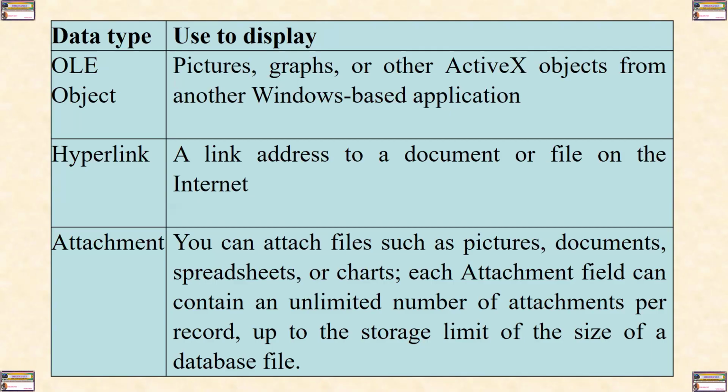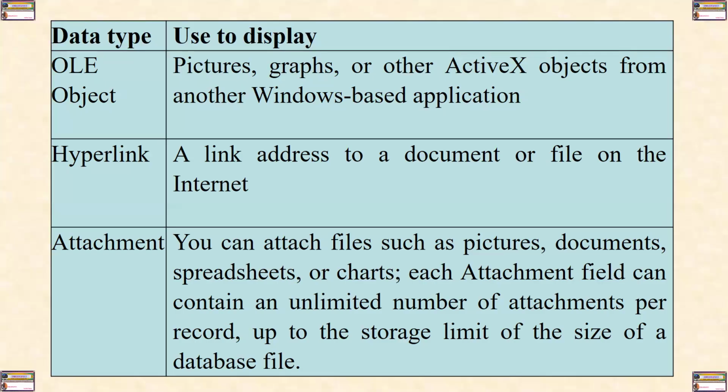The other data type is the OLE object. What is OLE object used to do? In fact, OLE stands for Object Linking and Embedding. It is used to display pictures, graphs, or other ActiveX objects from another Windows-based application. So mostly, this is used in situations where you want to import pictures, graphs, and other types of objects into a database.